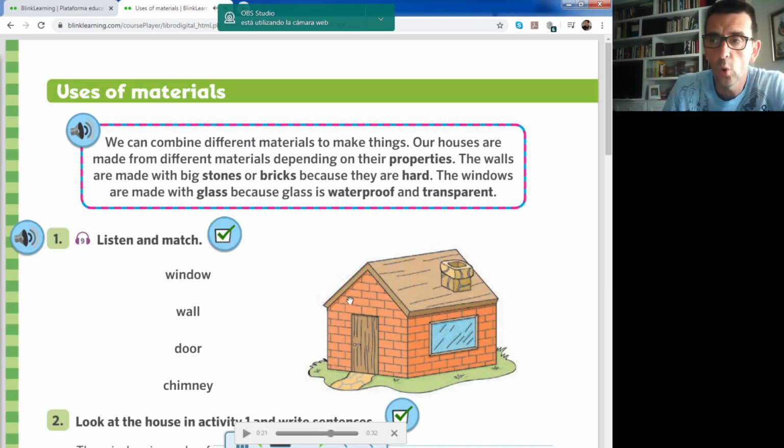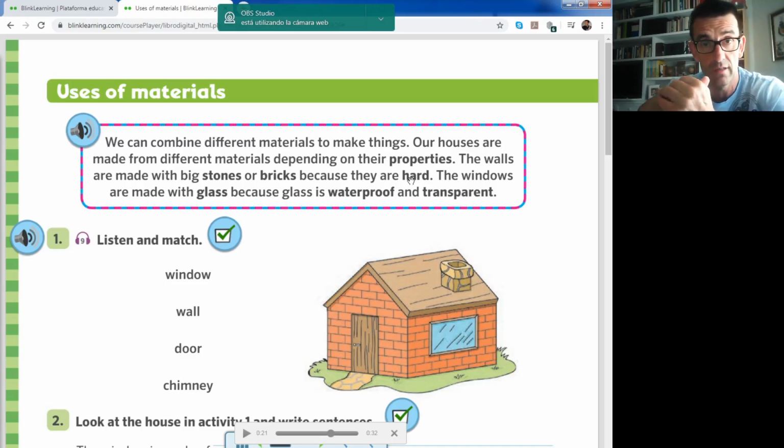One very important. The walls, las paredes, the walls of the house are made with big stones or bricks because they are hard. Las paredes se hacen con piedras grandes o con ladrillos. Bricks, ladrillos. Because they are hard. Porque son duros. They are hard. Can you imagine a wall made of, for example, a wall made of paper, or a wall made of plasticine, or a wall made of, I don't know, made of petals of flowers? Una casa hecha de pétalos de flores?